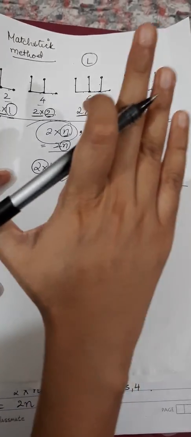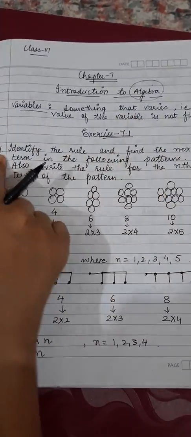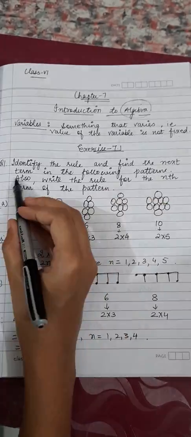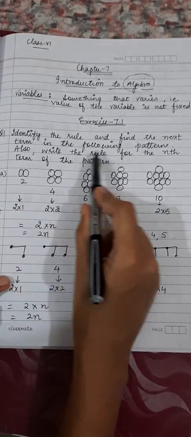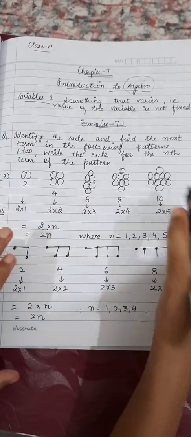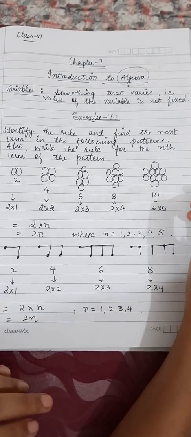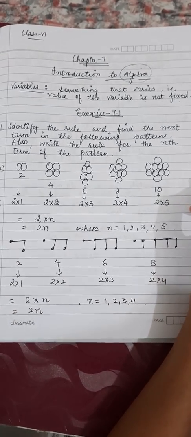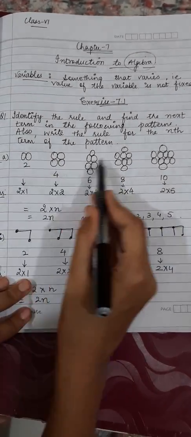Now moving further, we are going to start with exercise 7.1. Question number 1: identify the rule and find the next term in the following patterns. Also write the rule for the nth term. Nth term means, if I'm going to find the 15th, then how am I going to find it? If I want to find the 20th, how am I going to find it? Like that.